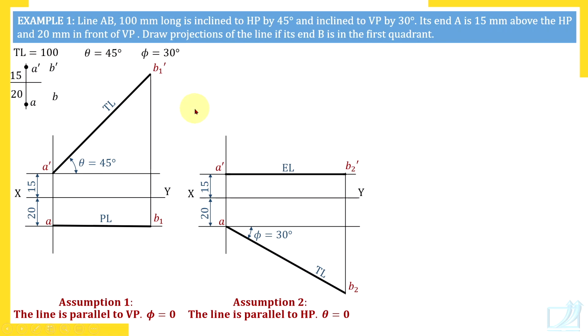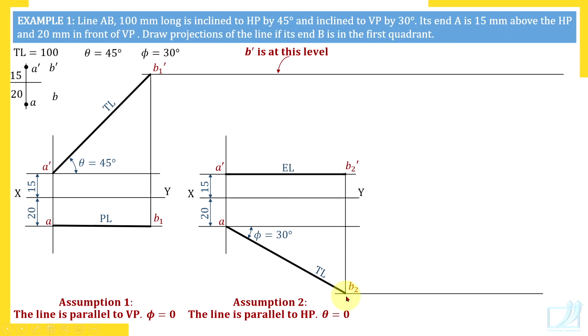Therefore, I have drawn a horizontal line through B1 dash. What this horizontal line means, listen, distance of B from HP in the first assumed position gives you distance of point B in correct position also, that is in the given position. So B dash is also on this level. Also we have found out distance of point B from VP. B2 gives distance of point B from VP. What does that mean? B is on this line. So B is at this level.